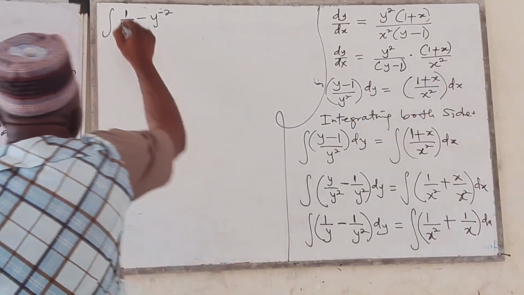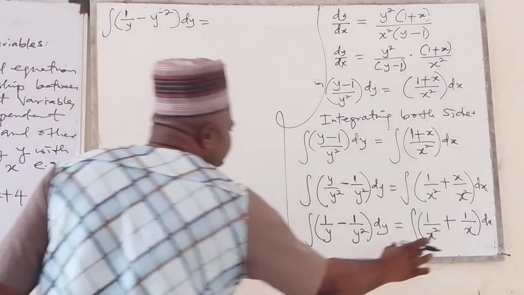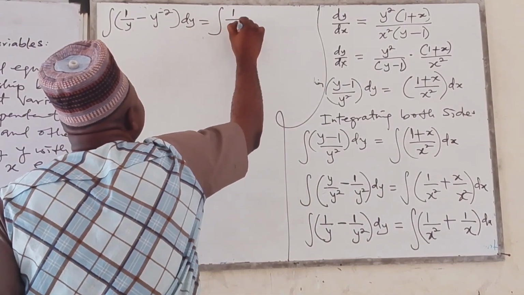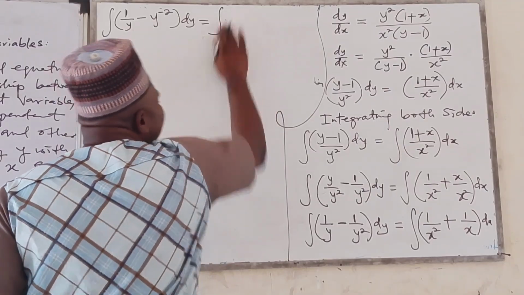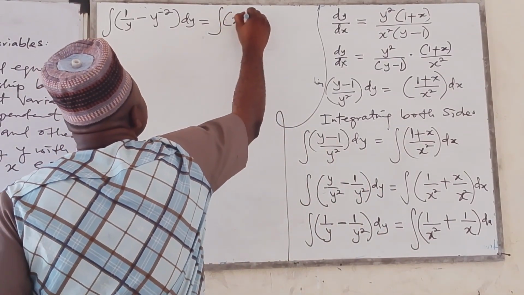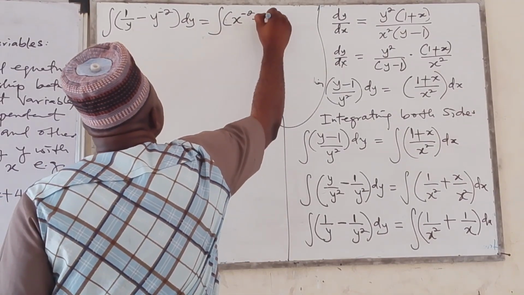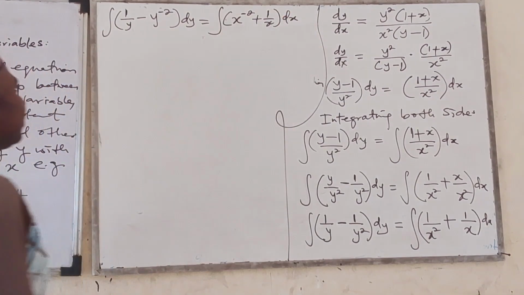So here we have dy is equal to the integral of 1 all over x squared. Now, this 1 all over x squared is the same thing as saying x raised to the power of minus 2. Then we have plus 1 all over x. Then here we have dx.